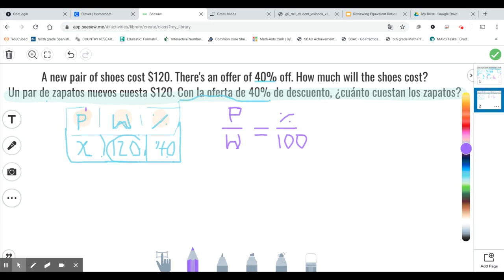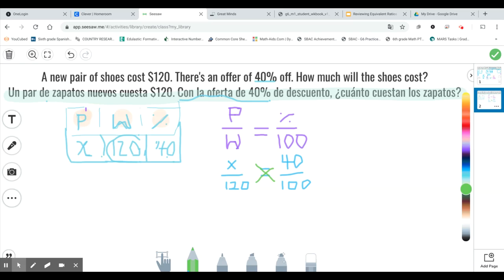Part is x, so I'm going to say x over the whole, which is 120, equals 40 over 100. The next thing I want to do is cross multiply, right?